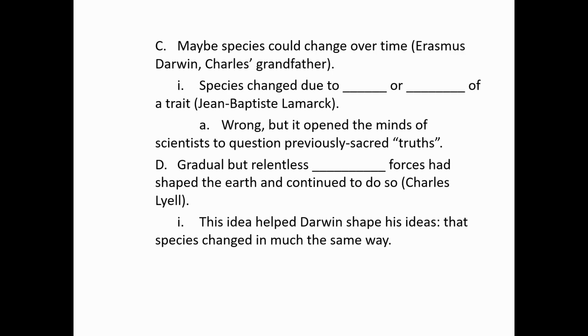One of the famous minds to speculate why or how these species changed was Jean-Baptiste Lamarck. He thought that species changed due to use or disuse of a trait. Now, was he correct? Not really. He had the idea that species change correct, but the reason of how they changed was wrong. That being said, he did start to open up doors to lead scientists to question these previously sacred truths people held.